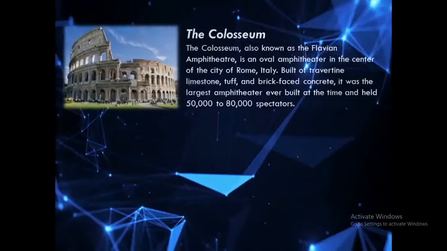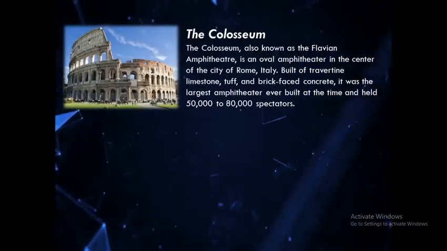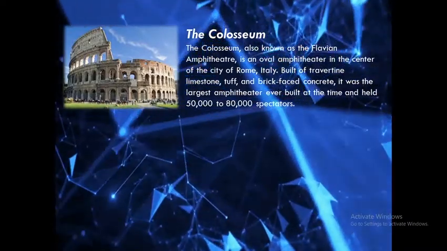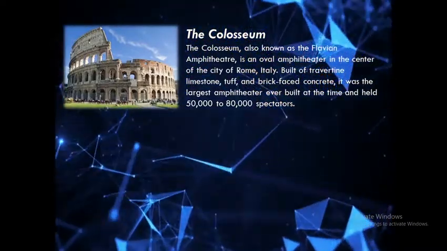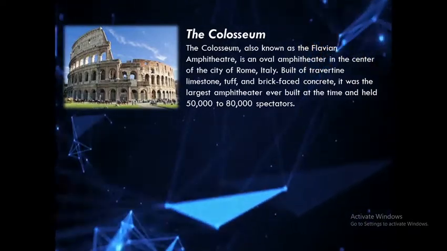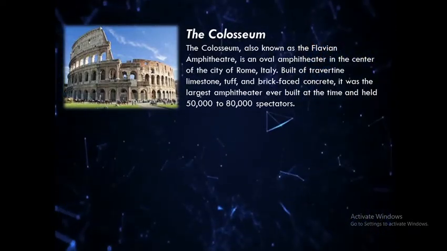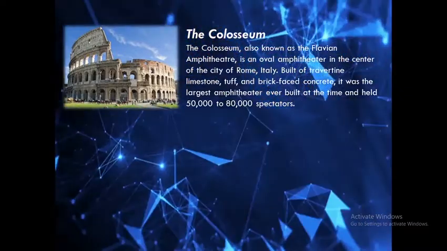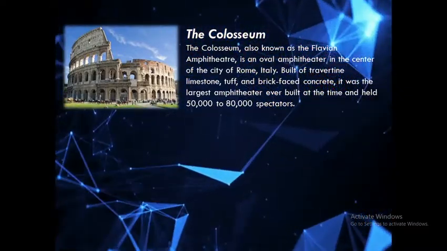Examples: the Colosseum. The Colosseum, also known as the Flavian Amphitheater, is an oval amphitheater in the center of the city of Rome, Italy, built of travertine limestone, tuff, and brick-faced concrete. It was the largest amphitheater ever built at the time and held 50,000 to 80,000 spectators.